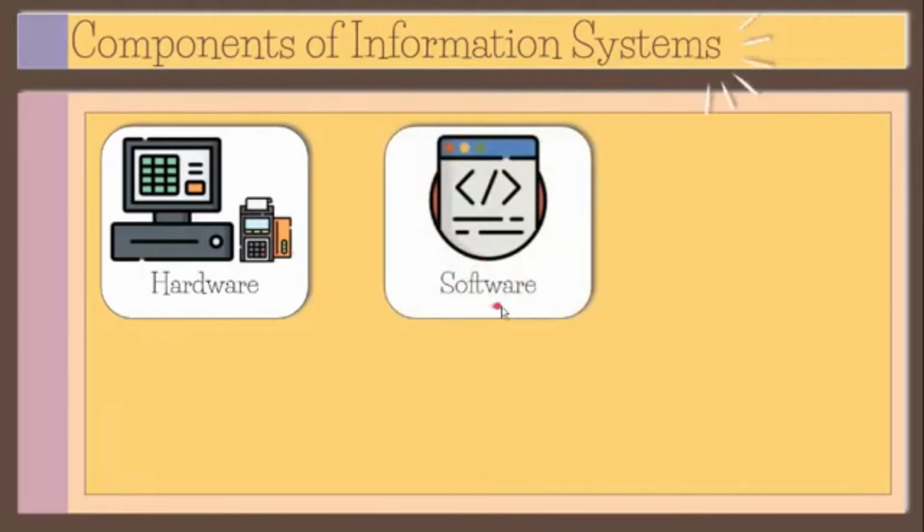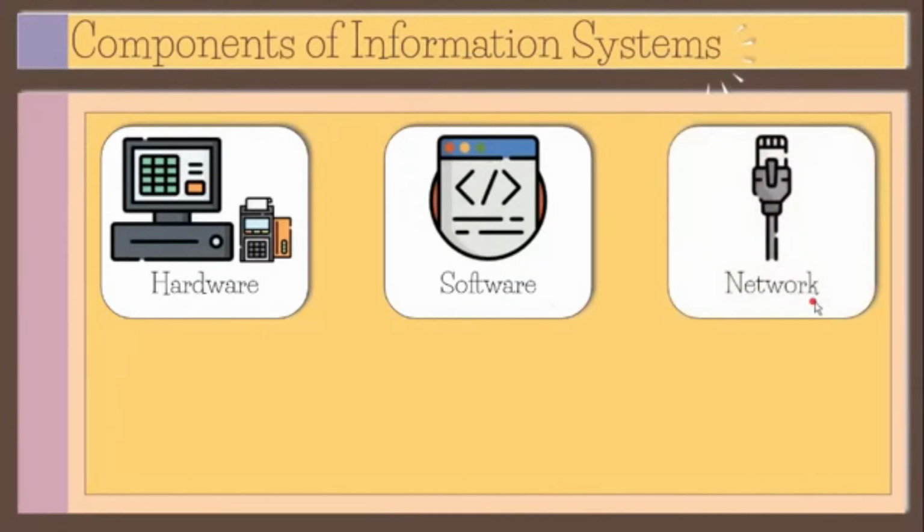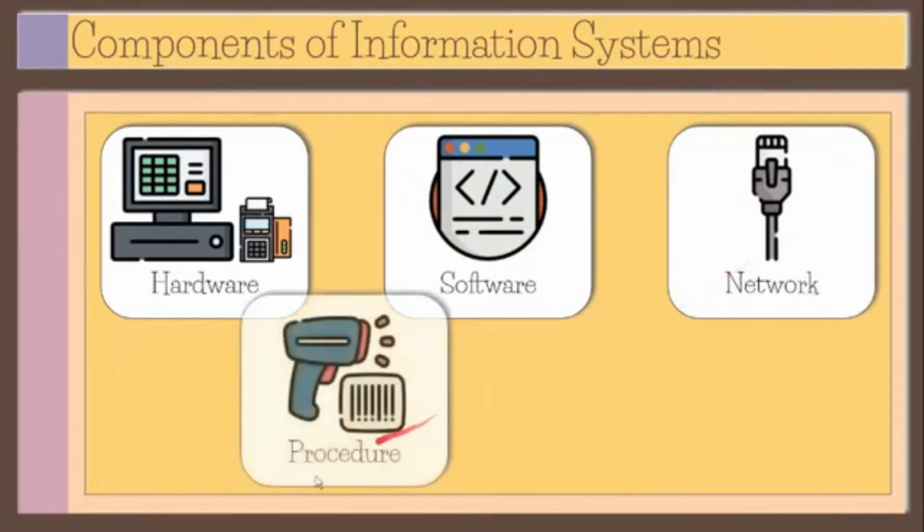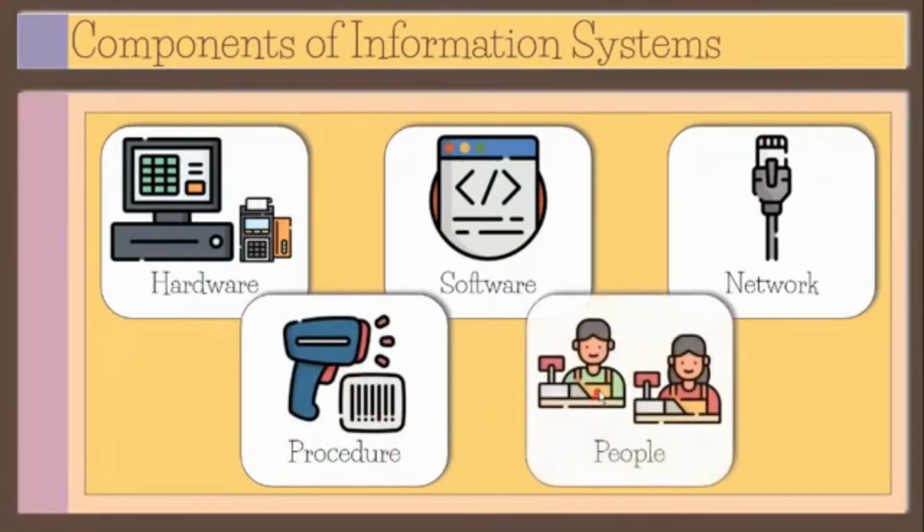Software. It consists of the computer programs that govern the operation of a particular computing device. Network. It connects computers and equipment in a location to enable electronic communication. Procedure. It defines the steps to follow to achieve a specific end result, such as entering a customer order. People. It includes all the people who manage, run, program, and maintain the system.